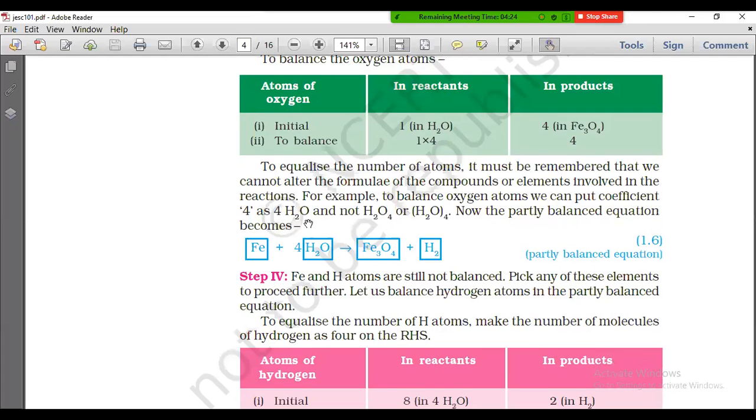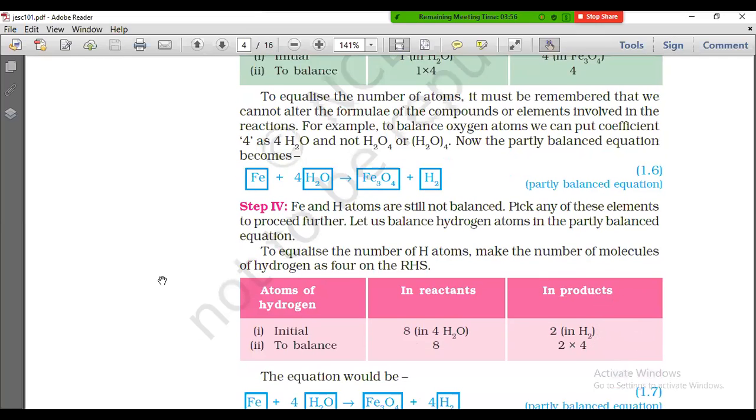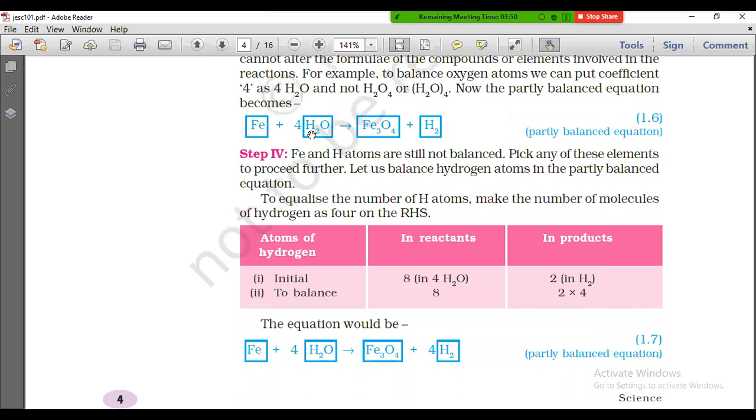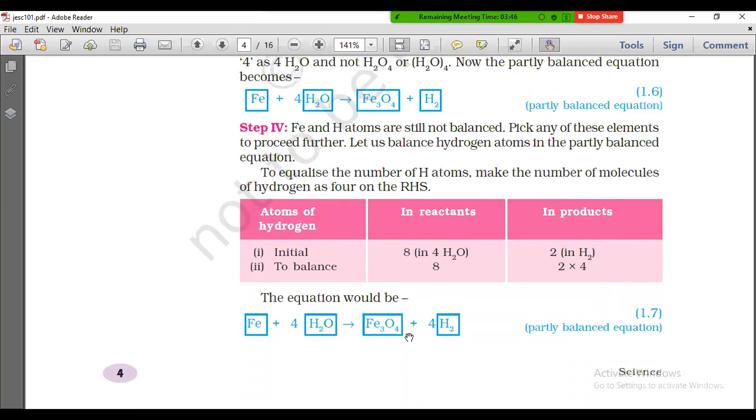Now remember, this is a very important part. You cannot write it like H2O4. If you put it this way, the hydrogen becomes 8, and that is fine, but this is a wrong way of writing it. You cannot write a water molecule in this fashion. Now we can go for hydrogen. Here we have 8 hydrogens and here only 2, so obviously 2 times 4. It can be done easily.